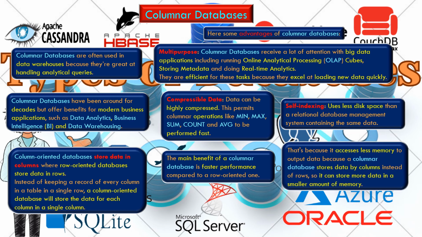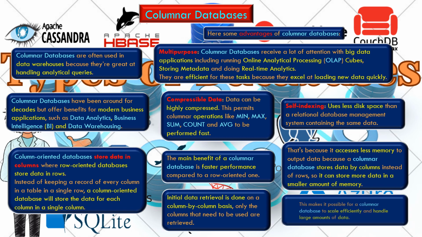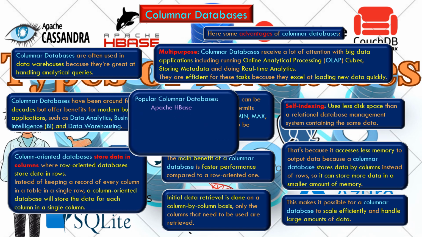That's because it accesses less memory to output data. A columnar database stores data by columns instead of by rows, so it can store more data in a smaller amount of memory. Initial data retrieval is done on a column-by-column basis. Only the columns that need to be used are retrieved. This makes it possible for a columnar database to scale efficiently and handle large amounts of data.